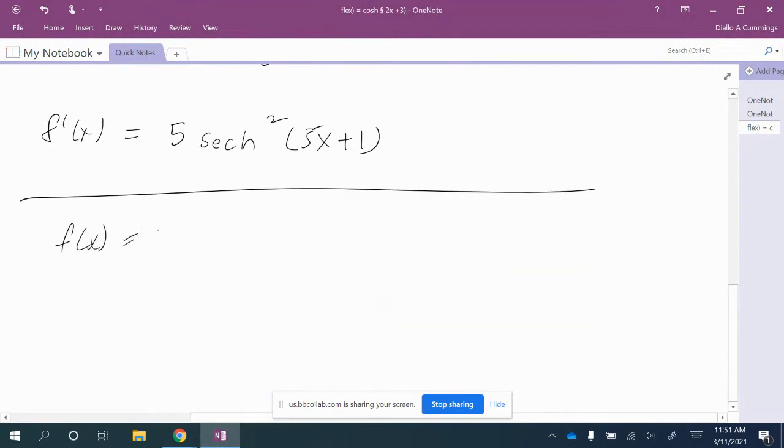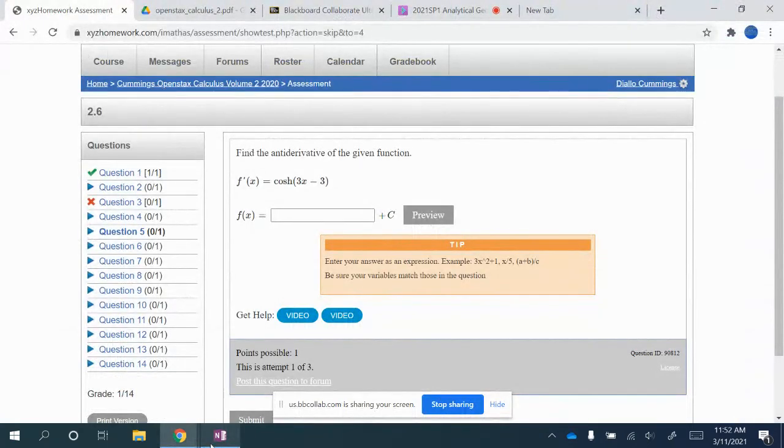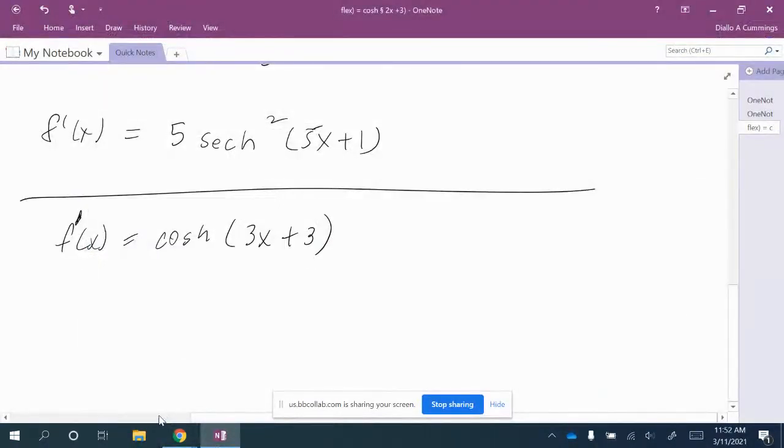So f prime of x equals the hyperbolic cosine of 3x plus 3. Let me just make sure that that's correct. It's 3x minus 3.